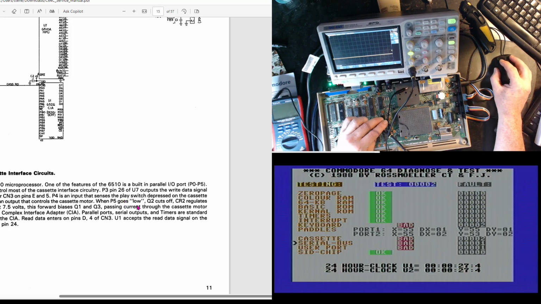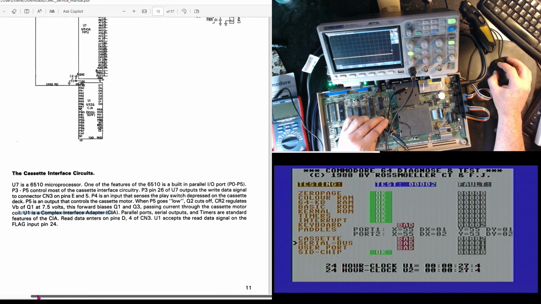Anyway, P5 though, it says Q2 cuts off, whatever that is. CRT regulates VB. Q1. Not sure what it means. Anyway, it passes current through the cassette motor, I guess, to actually get it going. That seems to go through CI1.